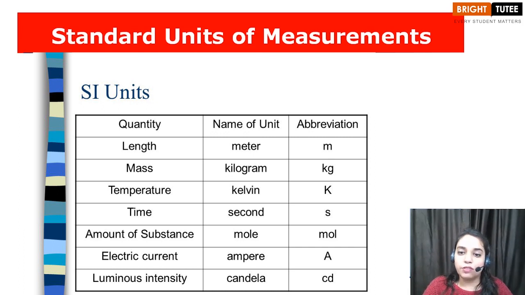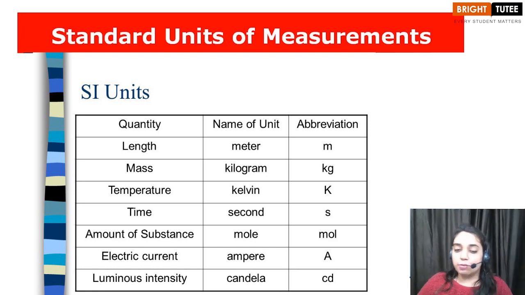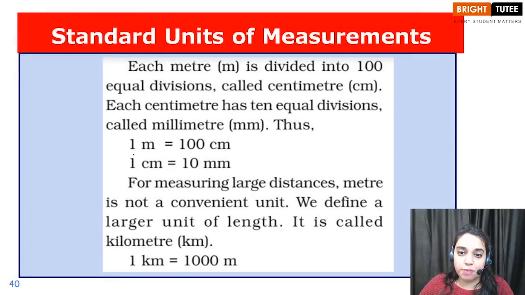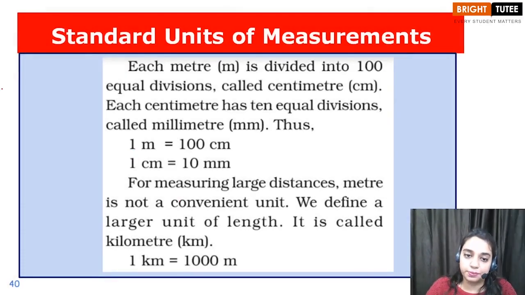The SI unit of length, that is the unit accepted by the International System of Units for length, is the meter. Okay children, so let's move ahead, and now we will discuss some of the commonly used standard units of measurement. First, children, each meter is divided into 100 equal divisions.